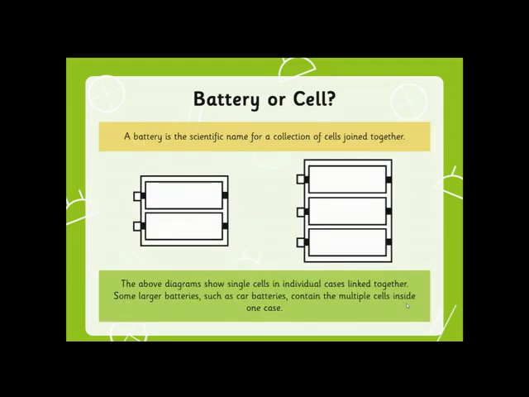A battery is the scientific name for a collection of cells joined together. The above diagram shows single cells in individual cases linked together. If you think about it, that's one cell and that's another cell, and when they're joined together they create larger batteries. So over here, how many cells are there? 1, 2, 3. There are 3 cells, creating a larger battery.